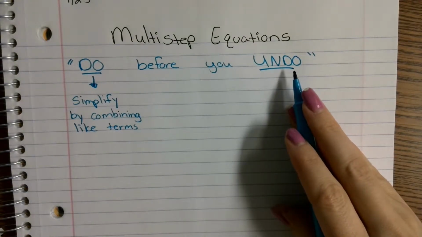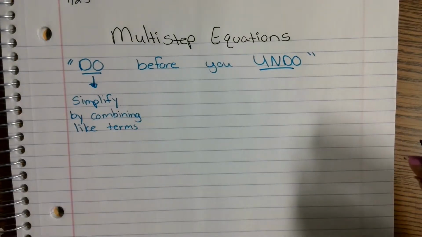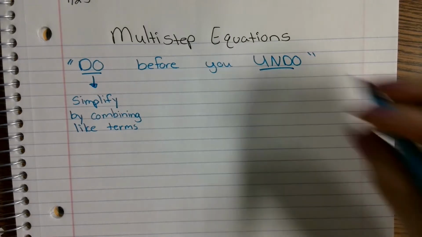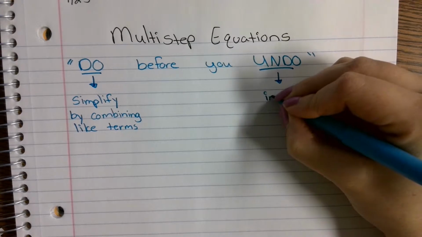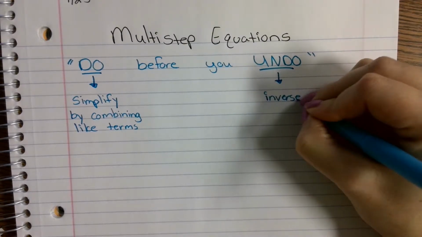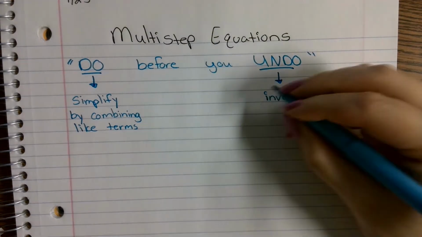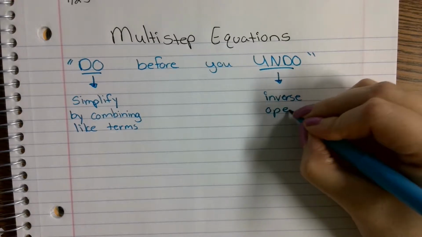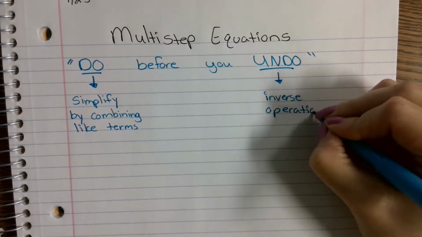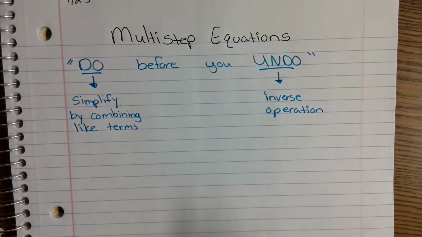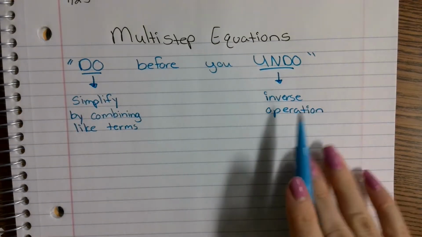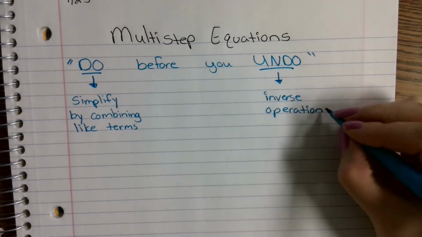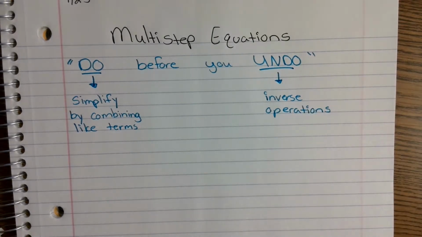Undo is what happens once it's simplified and you've got it set equal to a number. And that's just doing those inverse operations. That's what we've been doing lately. The undo part, inverse operations. So now we're going to combine what we learned at the beginning of the unit with simplifying, with what we've been using later in the unit, the inverse operations. Combine both sets together and it makes it a multi-step equation.